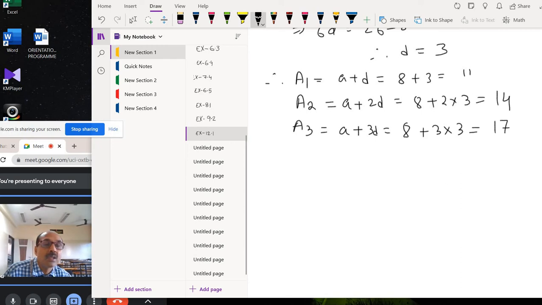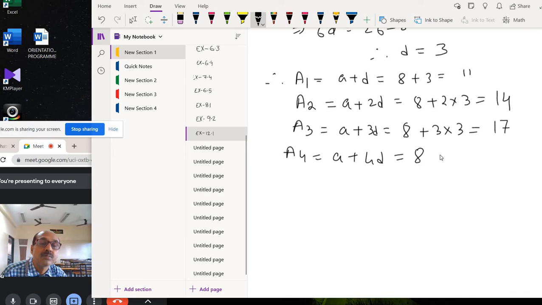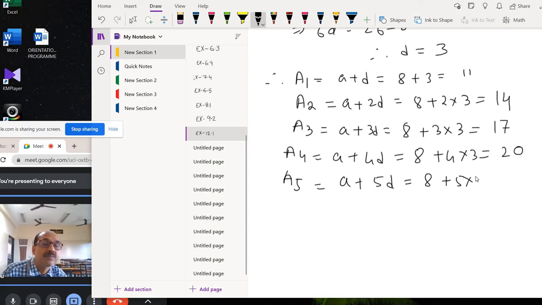Then A4 is a plus 4d, which is 8 plus 4 into 3, 8 plus 12, equals 20. A5 is a plus 5d, which is 8 plus 5 into 3, 8 plus 15, equals 23.